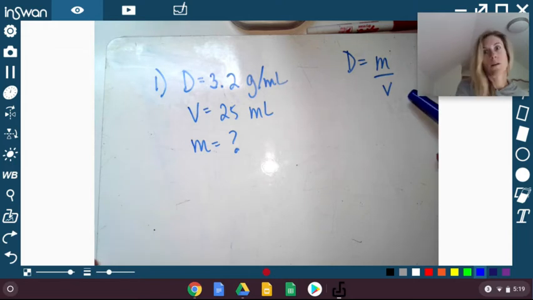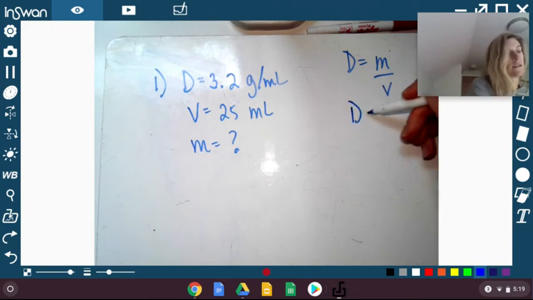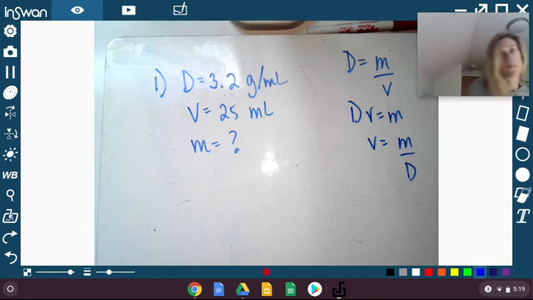This is your formula. So if you rearrange it, DV equals M by cross multiplying. And if you want to isolate V, for example, V would be M over D. So these are all your possible combinations. So we are using this one right here. Okay, so DV equals M. So just simply multiply 3.2 times 25 to get your mass.